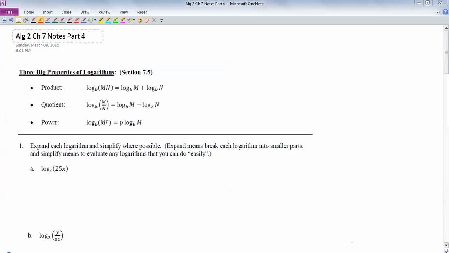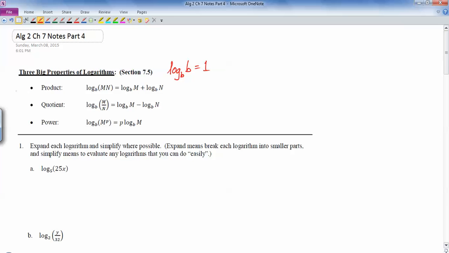Okay, so this is part 4 of chapter 7 notes. And we've talked about a couple of properties of logs so far. One of the big ones that's actually not on this page, so I'm just going to add it in right at the top here. We learned that log base b of b equals 1. And that's not too hard to figure out from the change formula. b to the 1 equals b. Well, that's true, so this equation is correct.